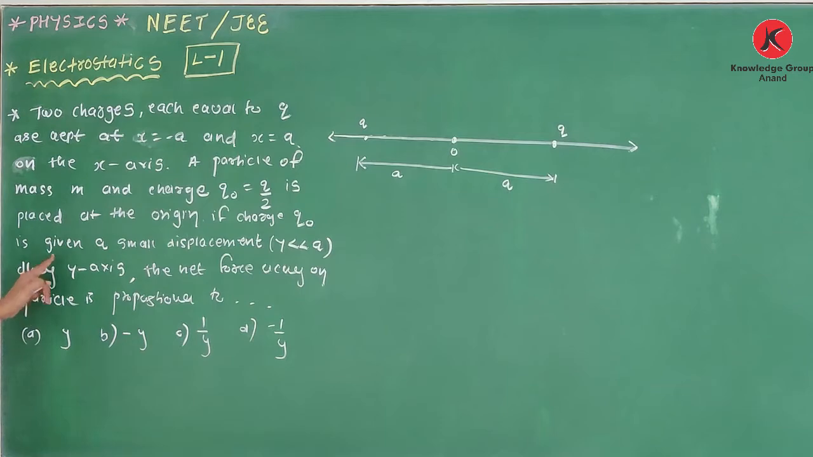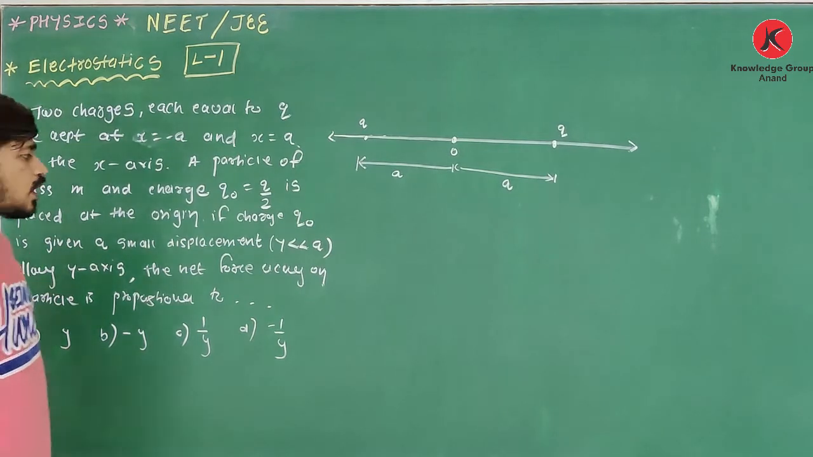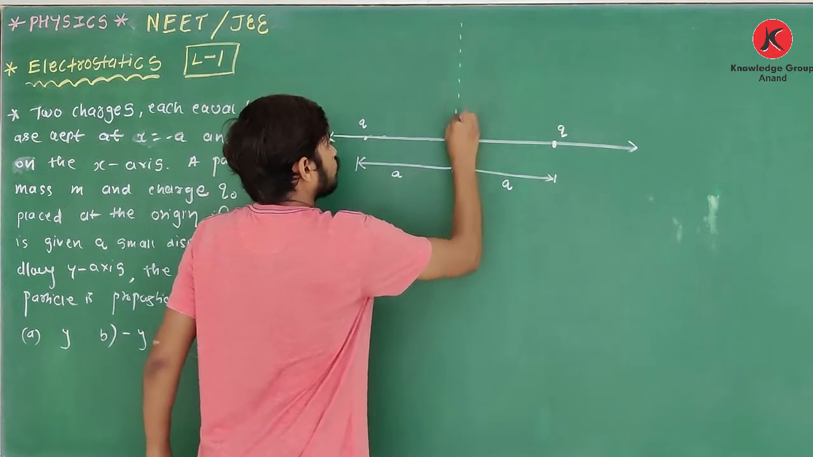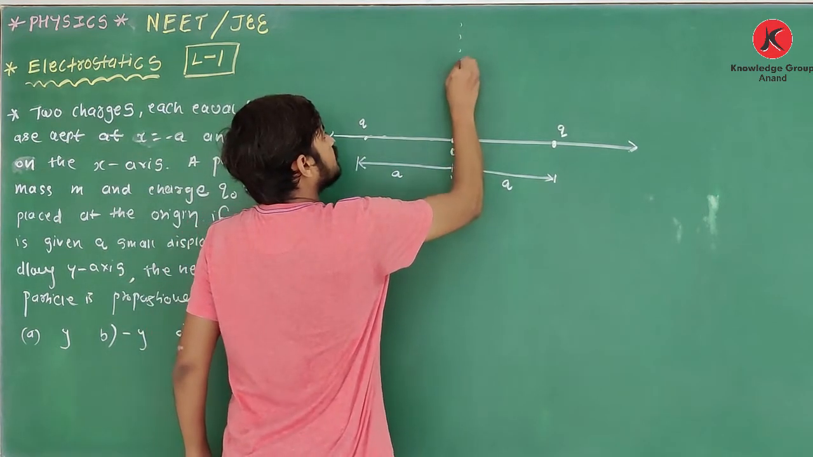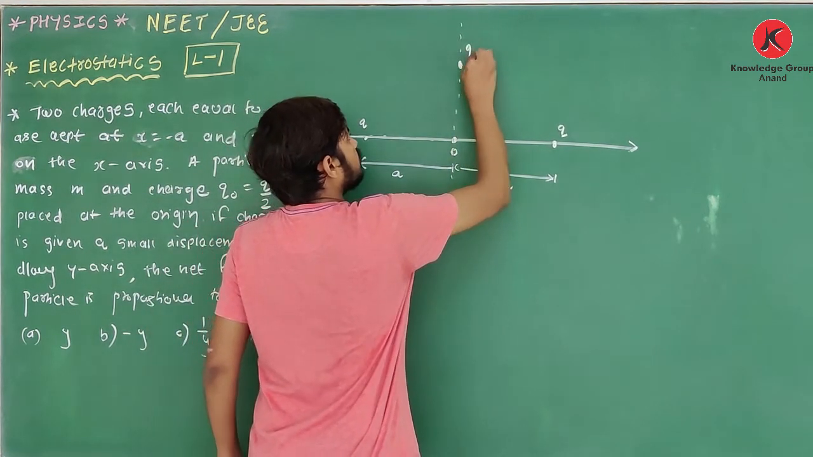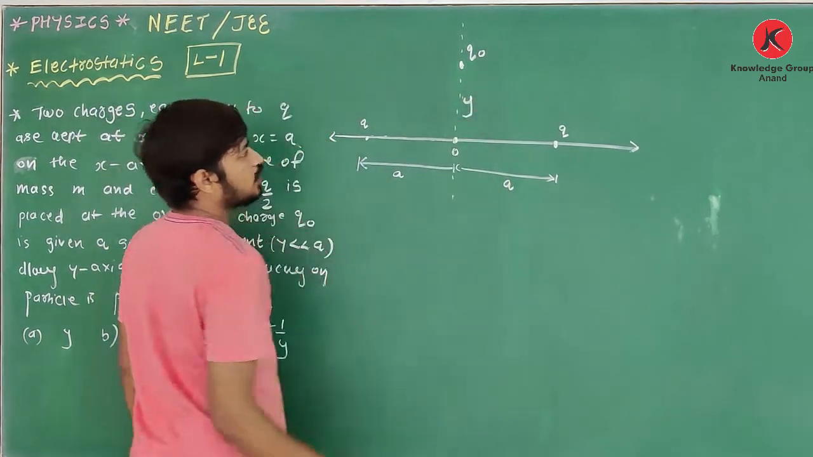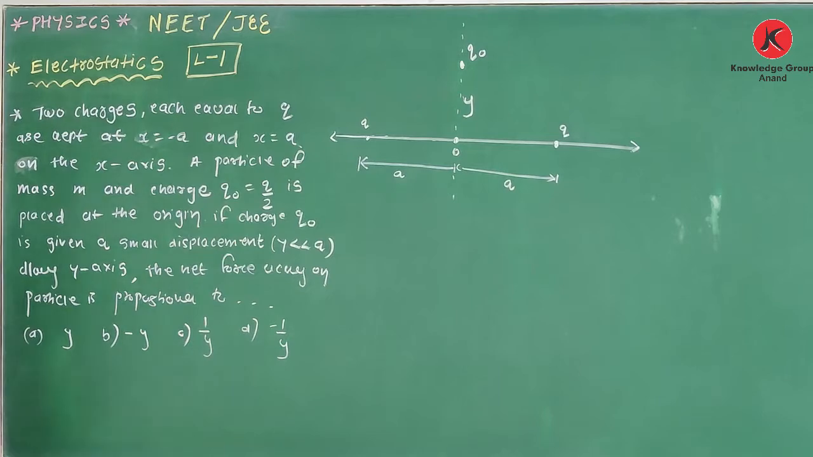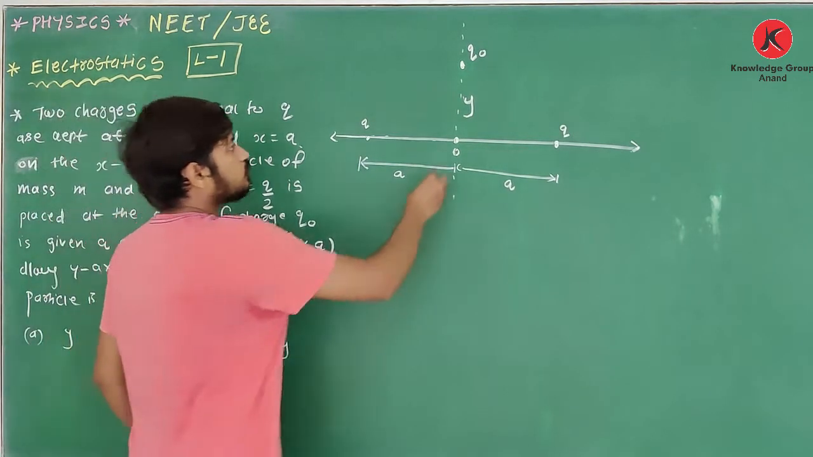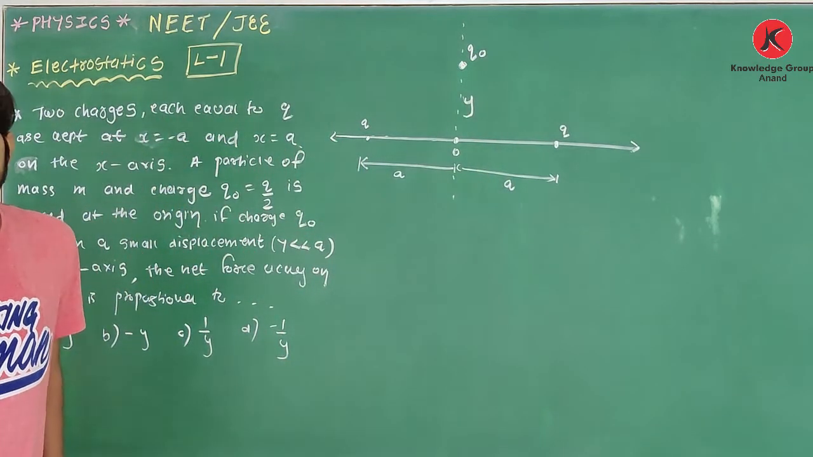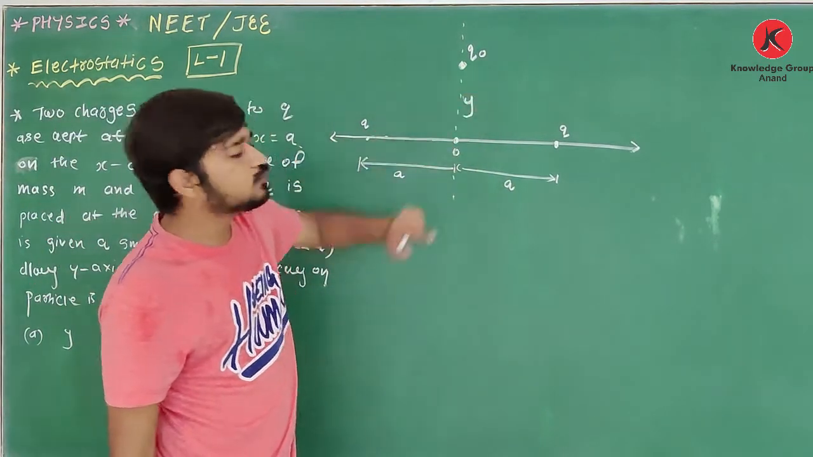Now if charge Q0 is given a small displacement y, where y is very less than a, on the y-axis. Let it be given a small displacement, so charge Q0 will be here, displaced by a small distance y. Then your question is, the net force acting on the particle is directly proportional to what? So you have to find the force acting on this particle.